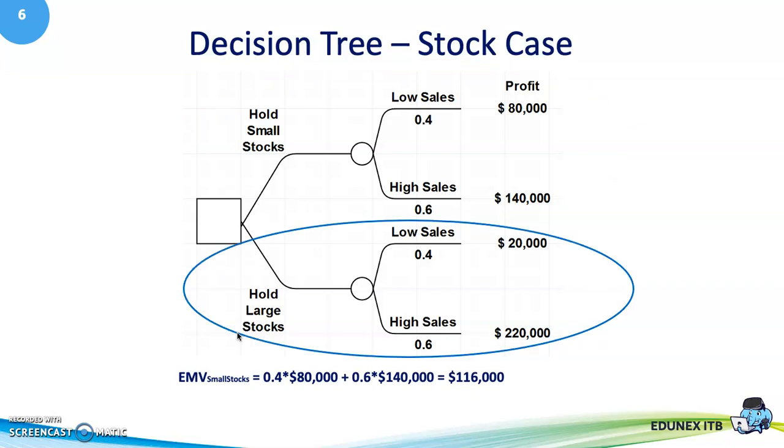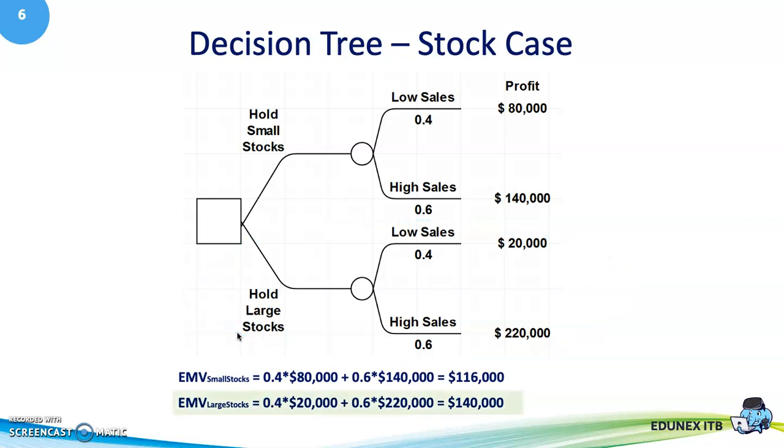While for the monetary value for the large stocks, then also we calculate the probability 0.4 multiplied by the $20,000 plus 0.6 multiplied by the $220,000. Then we get $140,000. In this case, then our decision is hold the large stock because we got the highest expected monetary value.